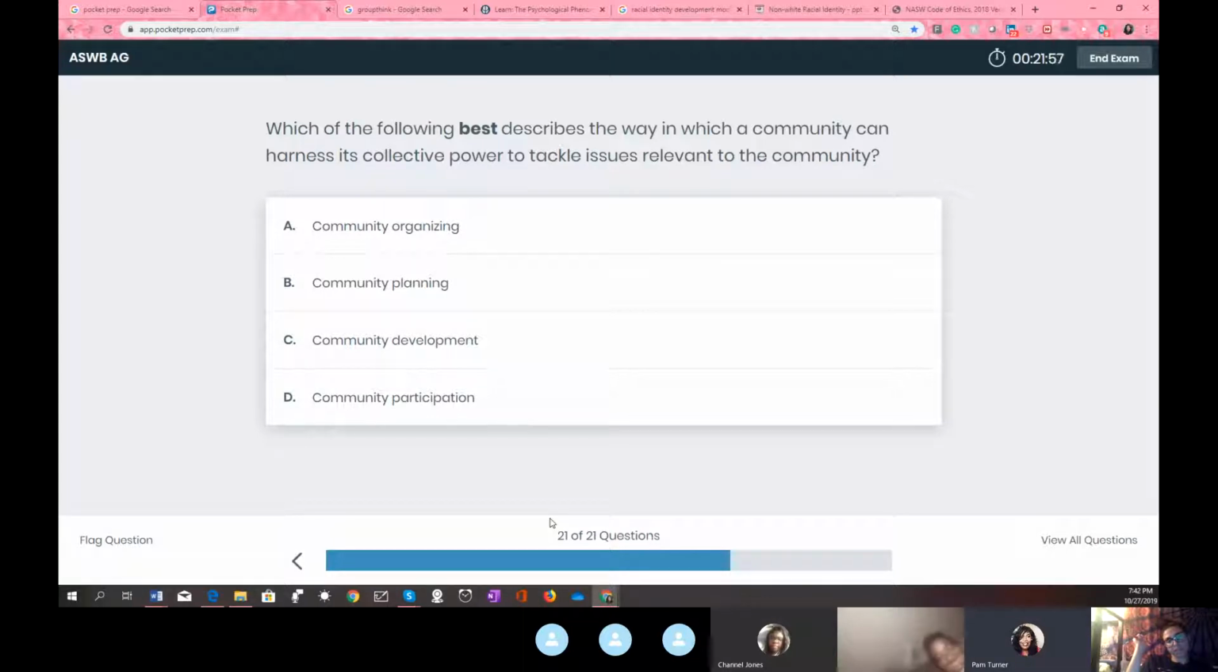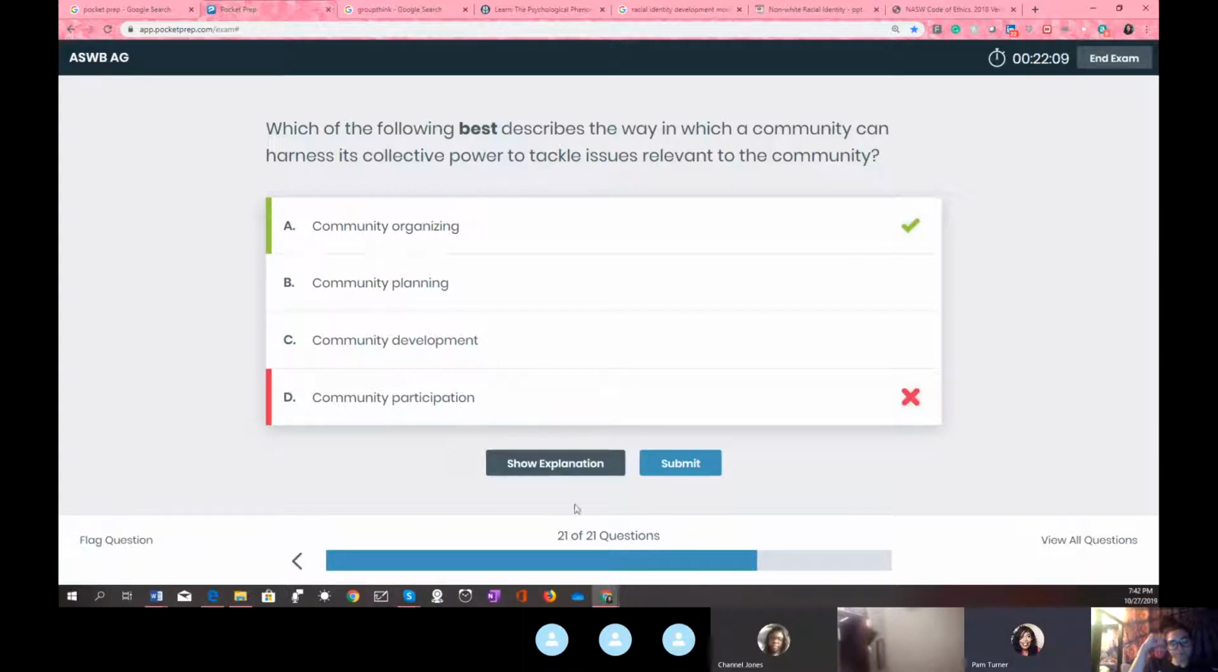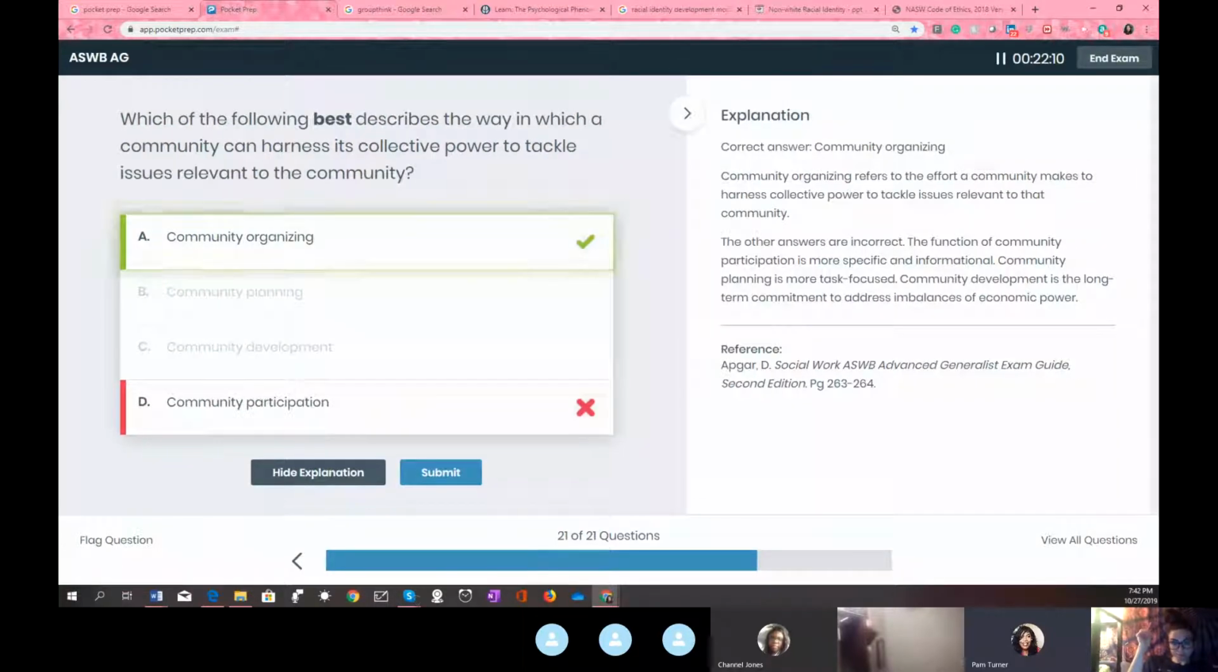The best: community organization, planning, development, or participation. Harness its collective powers. Organizing. To get together and organize. Community organization refers to the effort a community makes to harness collective powers to tackle issues. If I can get all of the community on the same page, if we can organize, then definitely we can all fight together and be on the same page.